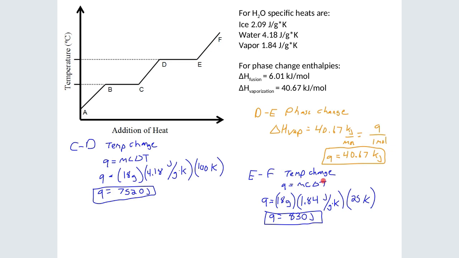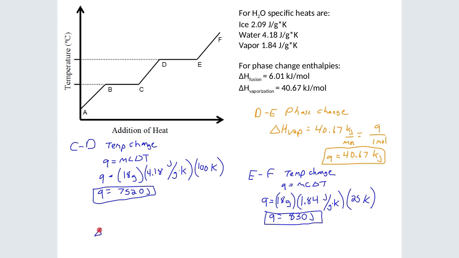Q equals mc delta T. 18 grams, 1.84 is my value for C. And we're going to go from 100 degrees C up to 125. That was stated in the original problem. So I have a change of 25 Kelvin. And that's going to give us somewhere around 830 joules.